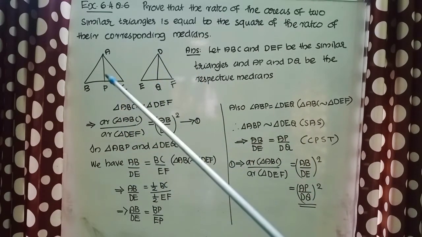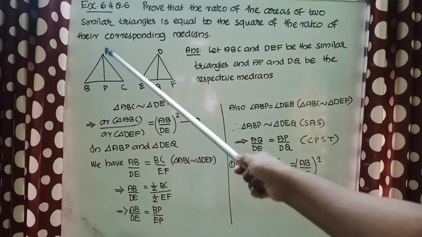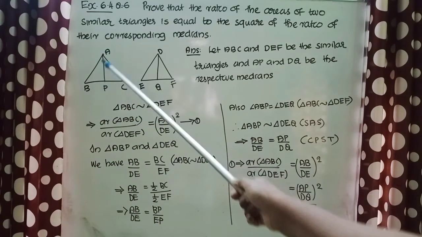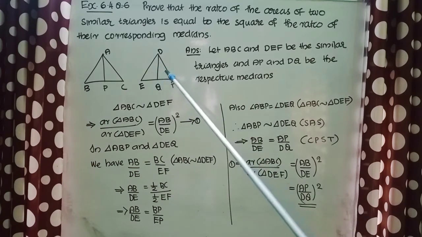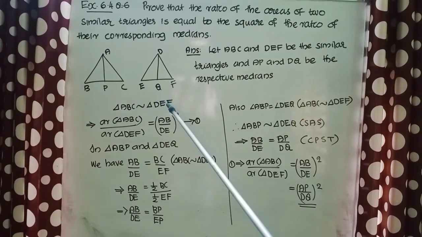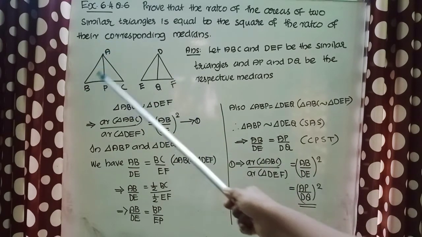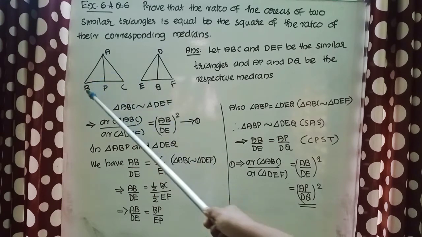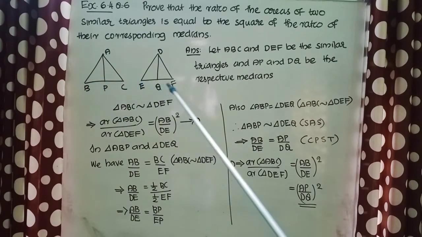So to prove that, first we are going to prove these two triangles, triangle ABP and triangle DEQ, are similar. In triangle ABP and triangle DEQ, we have AB by DE equal to BC by EF. Here triangle ABC and triangle DEF are similar, so we can write AB by DE equal to BC by EF.